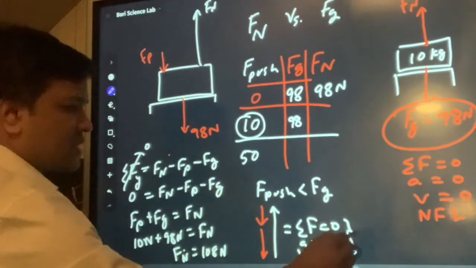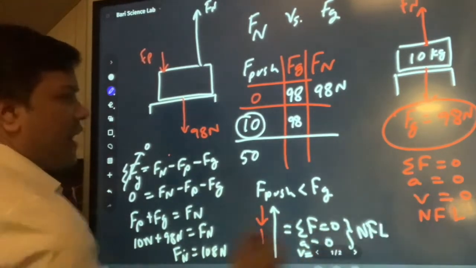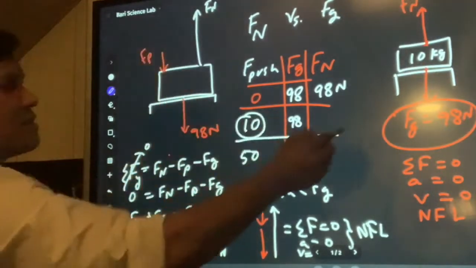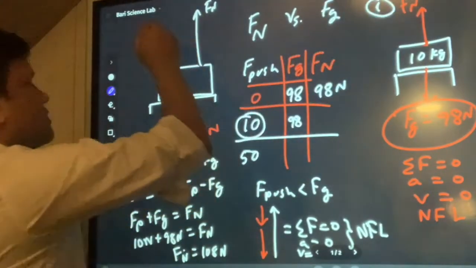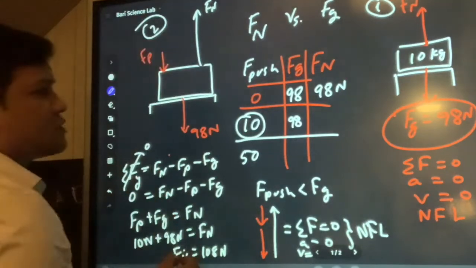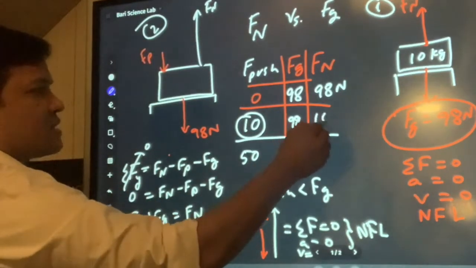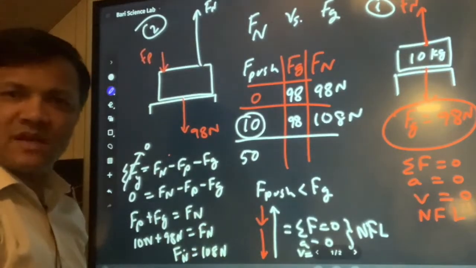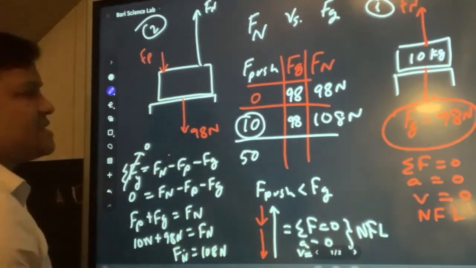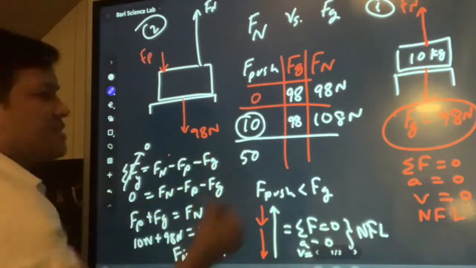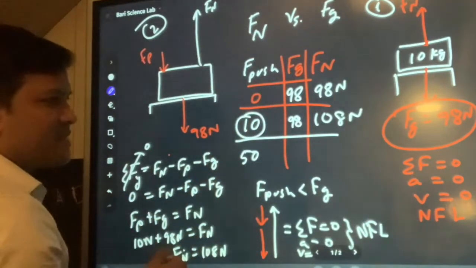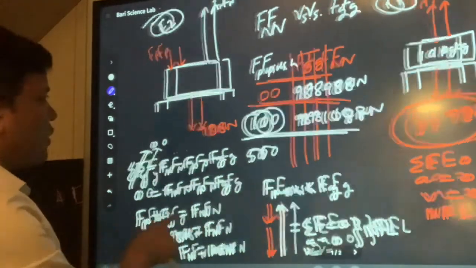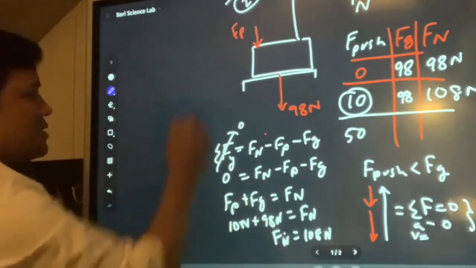So Newton's first law. Okay, so problem scenario number 1, Newton's first law. Scenario number 2, Newton's first law. So we're gonna update this table, 108 Newton. This is what we said before, that the normal force changes but the weight remains the same. We're gonna do it 50 and then we're gonna move on to pull. So let's do it 50.